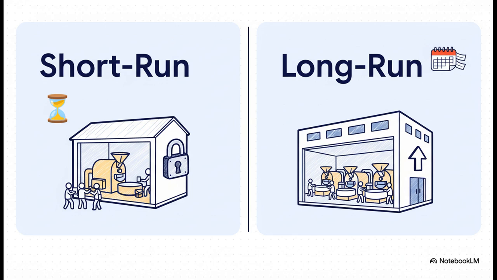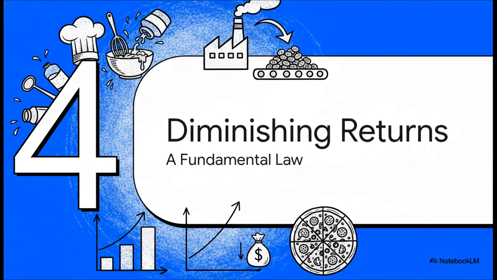Our coffee roastery can hire more people, sure, but they can't just snap their fingers and get a bigger roasting machine tomorrow. But in the long run, that's different. In the long run, everything is variable. Everything is on the table. They can build a whole new factory, buy 10 new machines. Anything's possible. Okay, now we get to what might be the single most important rule in any kitchen, or any business for that matter. It's about knowing when adding more of something actually starts to spoil the dish.